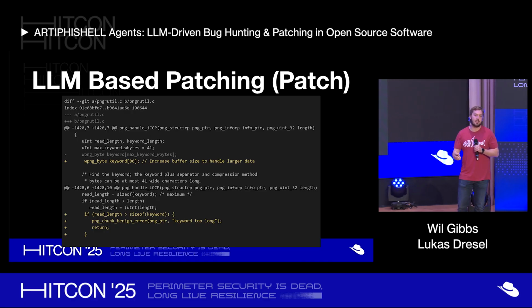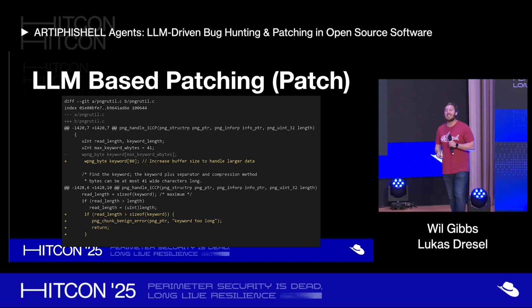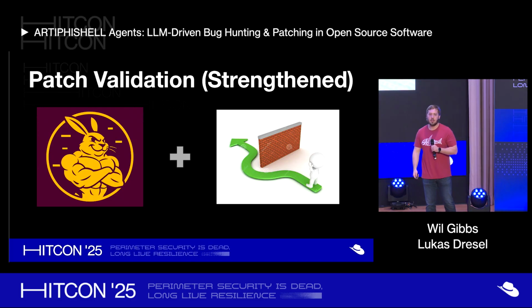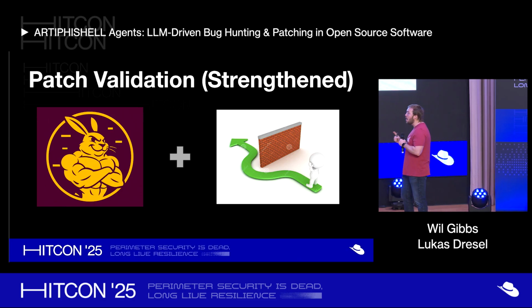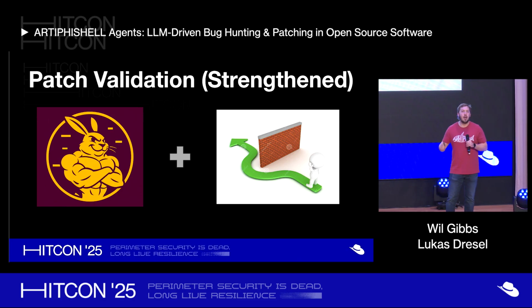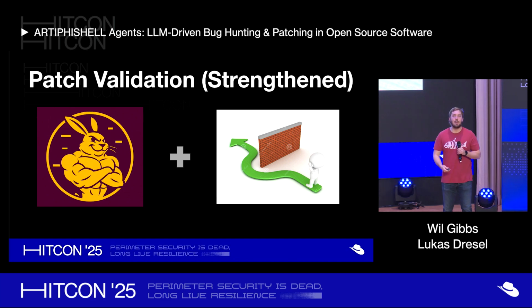This does not fix the root cause. This does not fix the problem. So how can we make our patches a little bit more robust? There's two methods that we've implemented for doing this. One is extra fuzzing. So take AFL and fuzz the patch that you generate for 5 minutes.